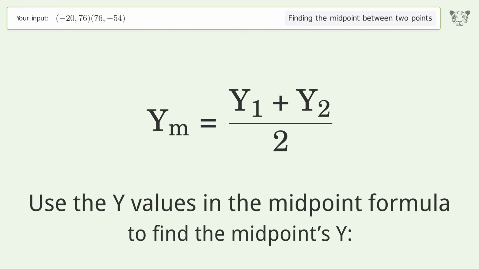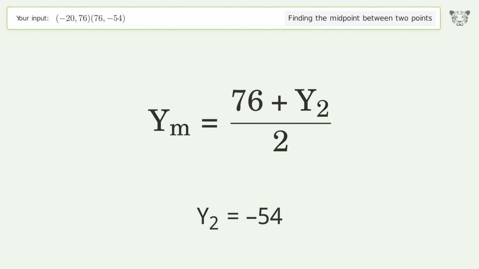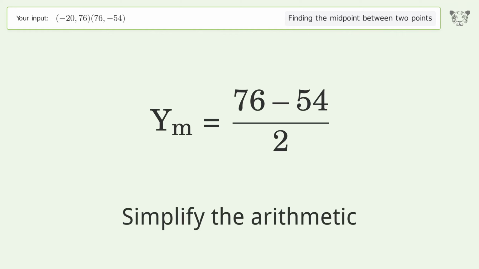Use the y values in the midpoint formula to find the midpoints y. y1 equals 76. y2 equals -54. Simplify the arithmetic.